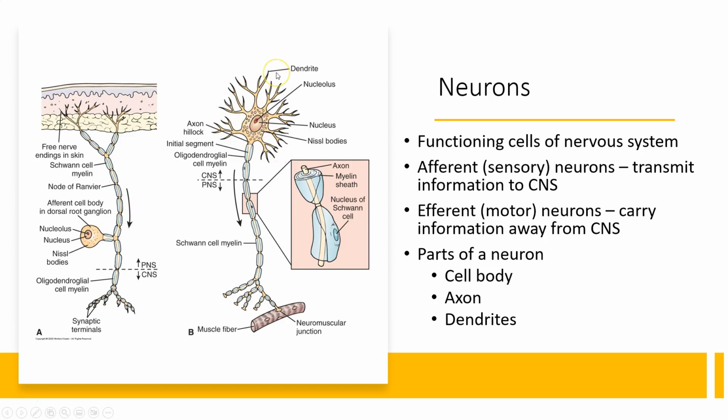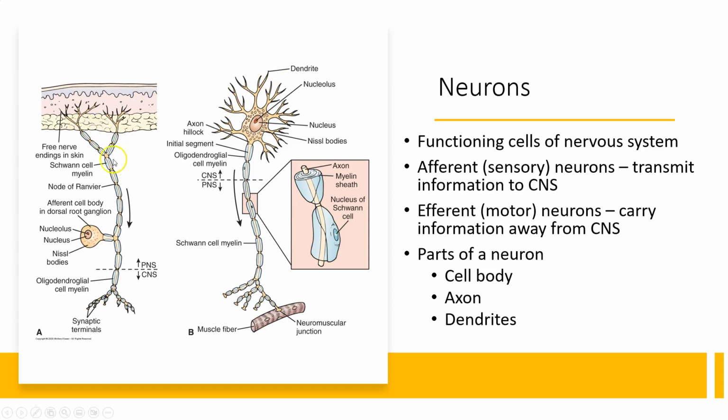Around the cell body, you also see dendrites. These are branched extensions of the nerve body that will conduct information toward the cell body. And the dendrites are the main source of information for the neuron. The dendrites and the cell body have a lot of synaptic terminals to allow communication with other neurons.